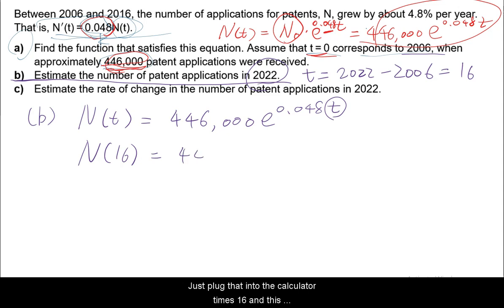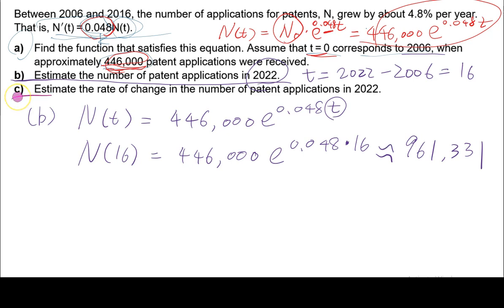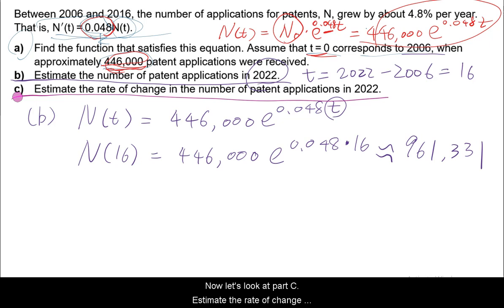Just plug that into the calculator, 446,000 times e to the 0.048 times 16. And this number rounded to the nearest whole number is 961,331. Now let's look at part C. Estimate the rate of change in the number of patent applications in 2022.